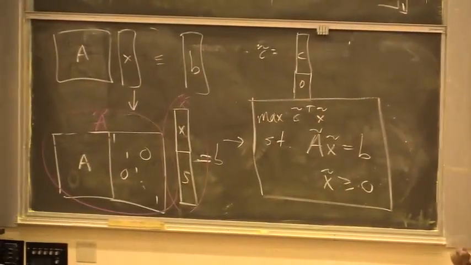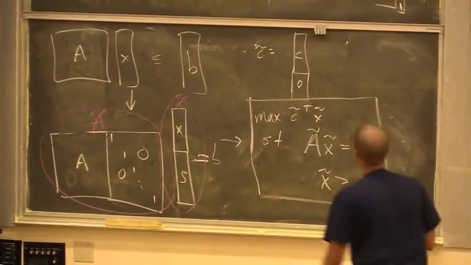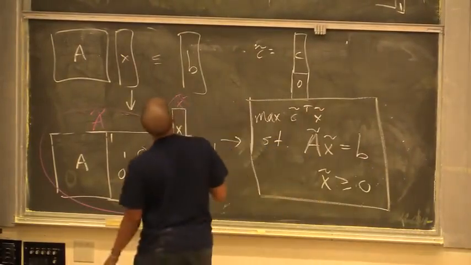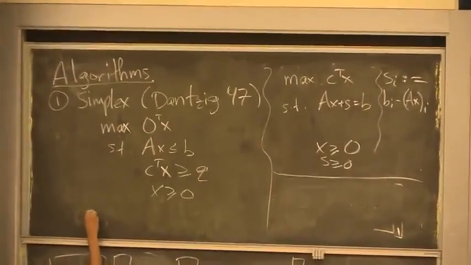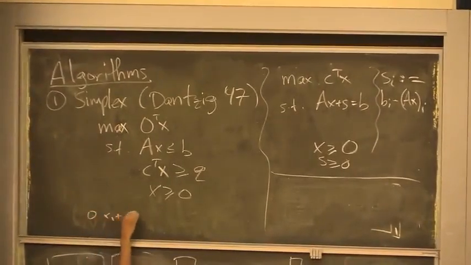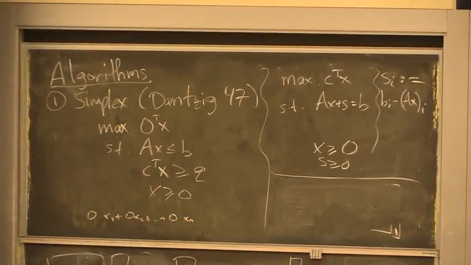Oh, that's zero. All zeros vector or transpose. So basically, all I was saying here was this. That means basically 0 times x1 plus 0 times x2 plus and so on plus 0 times xn. Okay?